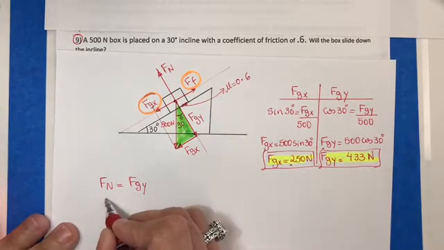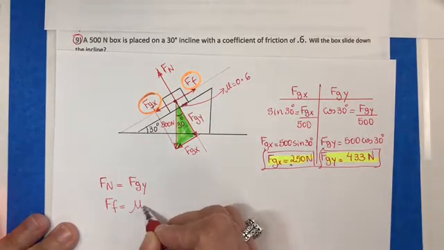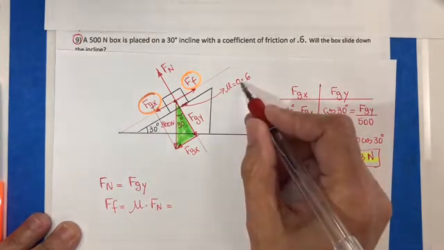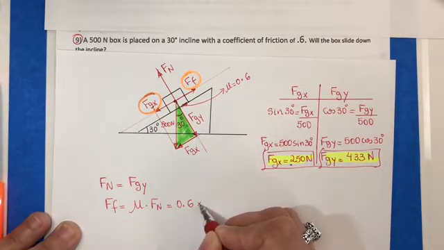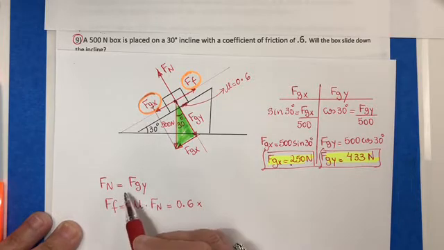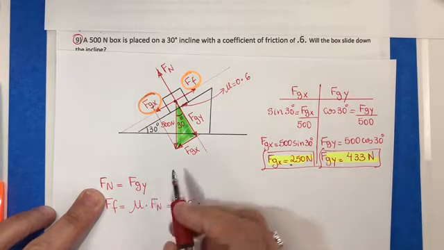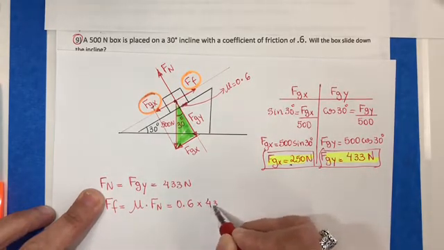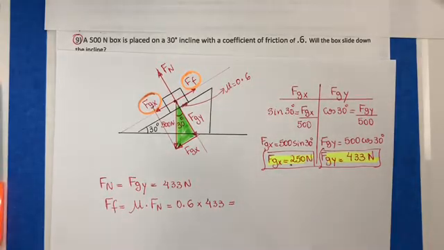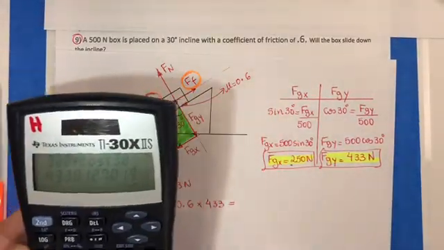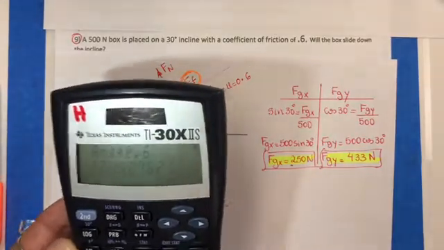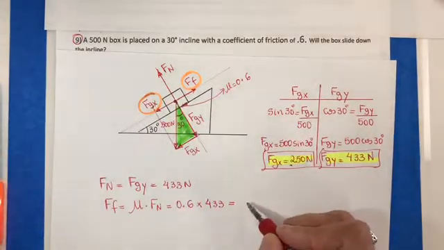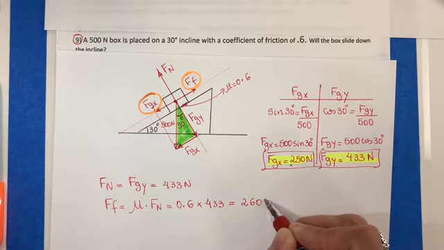The formula for the force of friction is the coefficient of friction, mu, times the normal force. The coefficient of friction given is 0.6 times Fn. Now Fn is equal to Fgy, which is 433 newtons, right? So when you multiply this number that I already had in my calculator times 0.6, we have 259.8. Let's round to 260. So FF is 260 newtons.